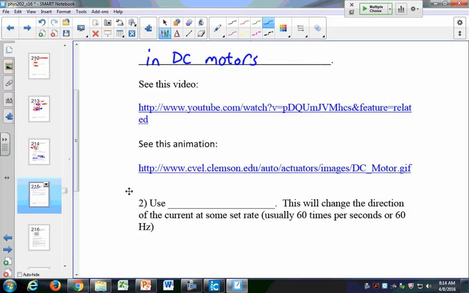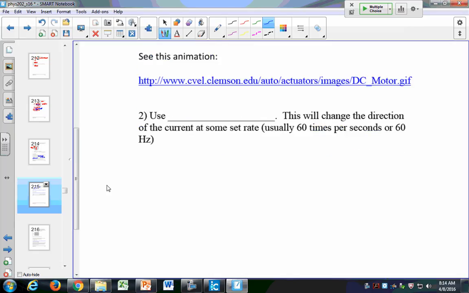All right, the other way, and this is probably the more common way, although for DC motors, that's really all you can do, is use those switches to change the direction of the current. The other way to do this is to use alternating current. And this will change direction of the current at some set rate. So like in the United States, for example, our electricity that we get out of the wall changes 60 times every second. It changes at a frequency of 60 hertz.